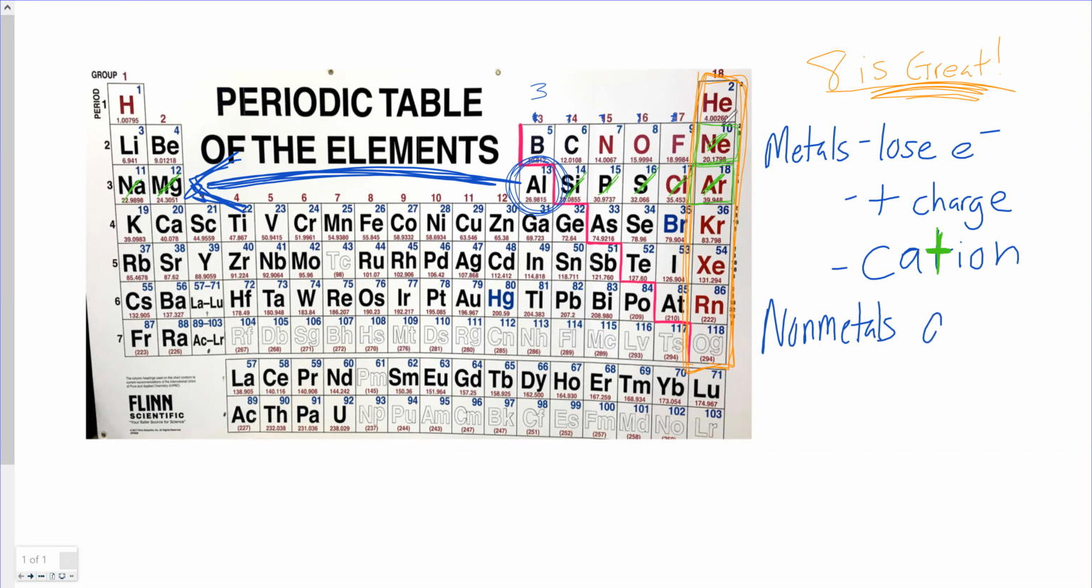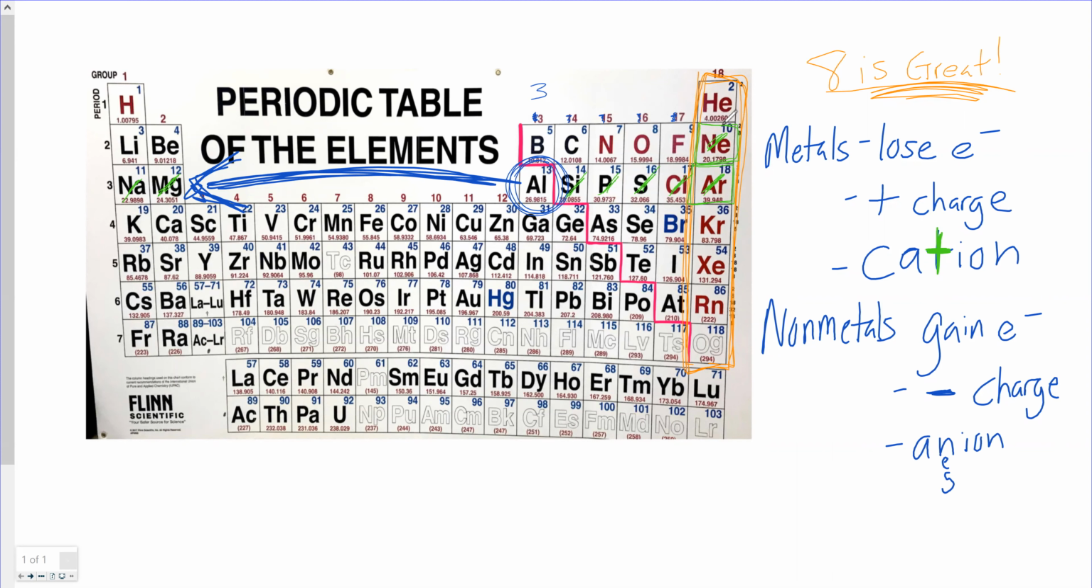Gain electrons, okay? What type of charge? Negative charge. And then does anybody remember the name of a negative ion? Anion. A negative ion. It's an ion. Okay, an ion.